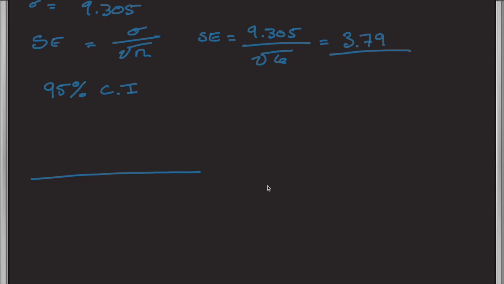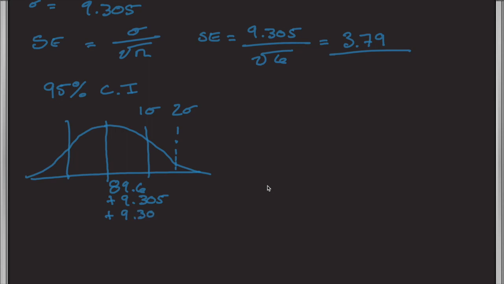Assuming that this distribution was fairly normal, we know that our mean is about 89.6, and we know that one standard deviation from the mean, so 1 sigma, is going to be 89.6 plus that 9.305 value. 2 sigmas, or 2 standard deviations, is going to be 89.6 plus 9.305 plus 9.305.